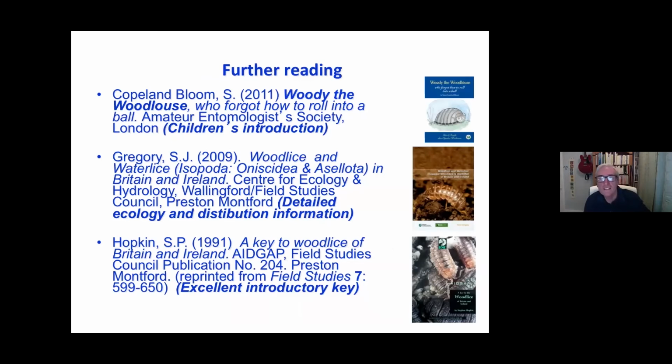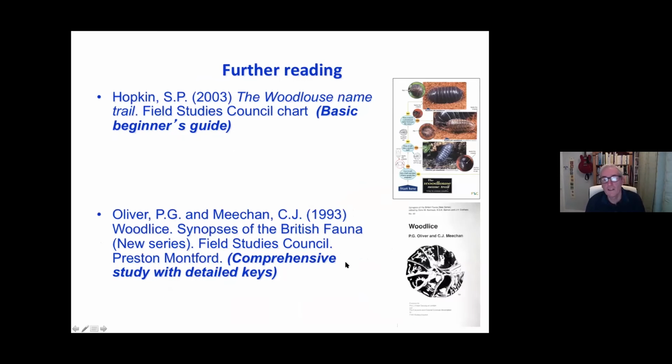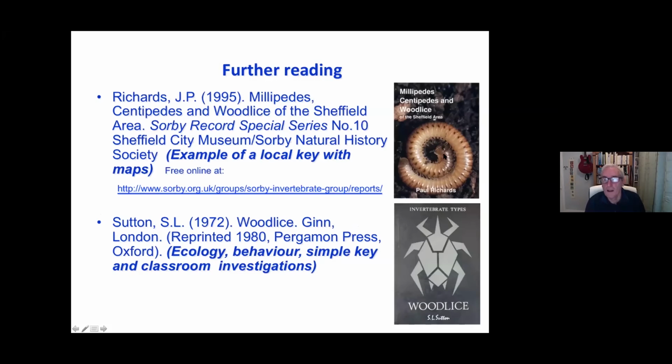You can look at these in detail when it's on YouTube. The details are here, some of the key references that I've mentioned. So Steve's Atlas book, the ID guide, the key work by Oliver and Meechan, a nice field guide, and my original guide to the Sheffield area, an example of local maps, is now available for free as a PDF on Sorby Natural History Society's website at that link.